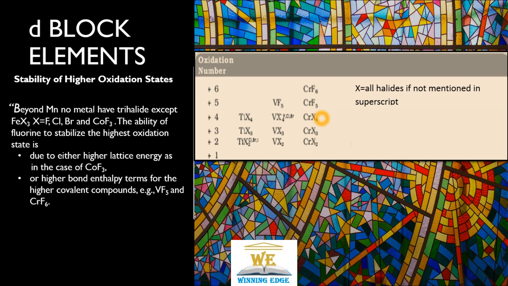But going down to the chromium tetrahalide group, it will be possible to make all from fluorine to iodine, CrF4 or CrBr4 or CrI4, because now the oxidation state has reduced, meaning it has a lower oxidation number, and Cr4 is not that small as compared to Cr6, so it can accommodate all these anions. Same thing goes for all the rest of the chromium halides, CrX3 or CrX2.